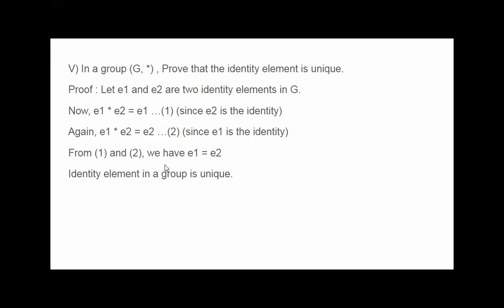From 1 and 2 what we have is E1 equal to E2. So the identity element in a group is unique. Both these elements we have taken are the same, E1 is equal to E2. So we have proved that the identity element in a group is unique.